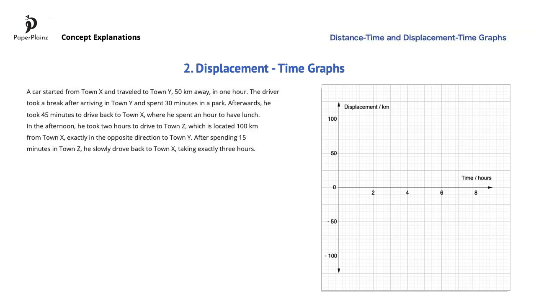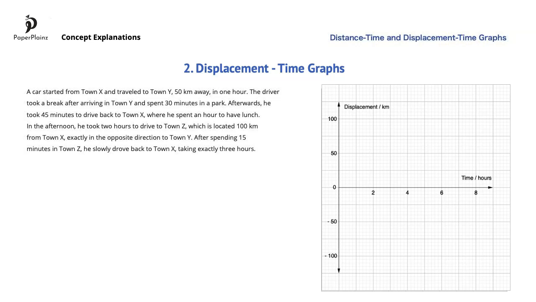This might seem strange at first, but remember that displacement is a vector, so it has a direction. On a displacement time graph, we are not only able to see the distance traveled by the object, but we can also deduce whether the object is traveling in a positive or negative direction. Which direction is positive and which is negative is arbitrary and depends on the question.